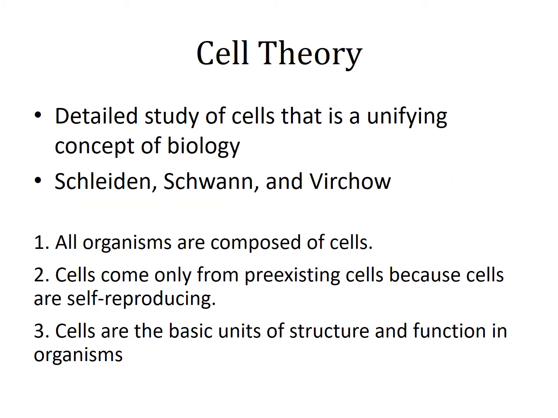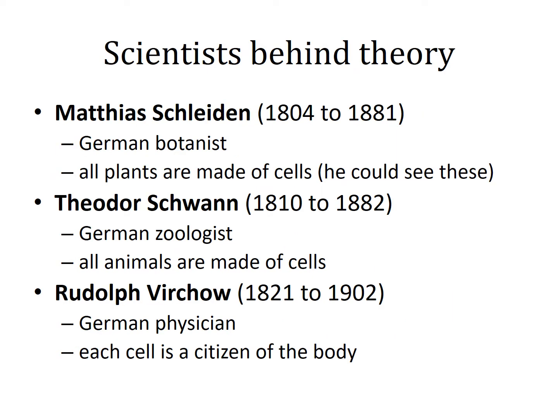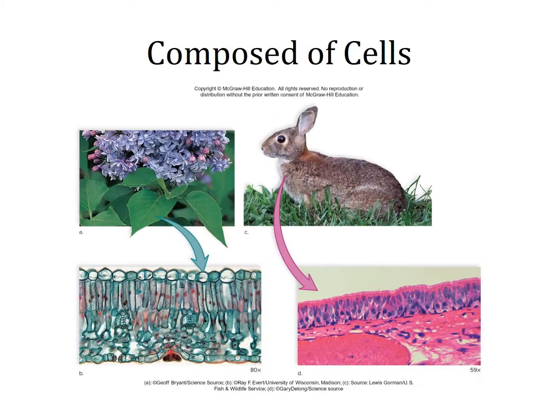In general, the idea of studying cells came way back in history in the 1800s when some scientists discovered that everything is made of cells, and cells come only from pre-existing cells, and that they are the basic unit of structure and function for every living organism. Here are the scientists that are behind that theory, and it still holds true today. All of that research is still maintained today.